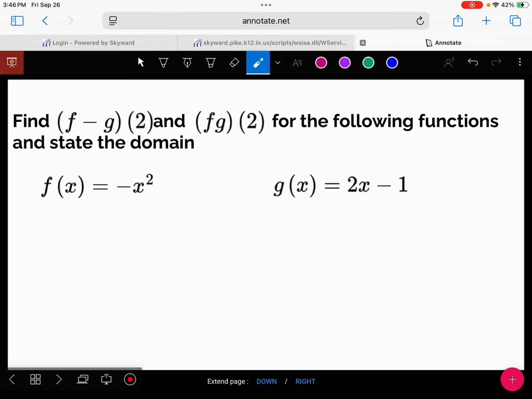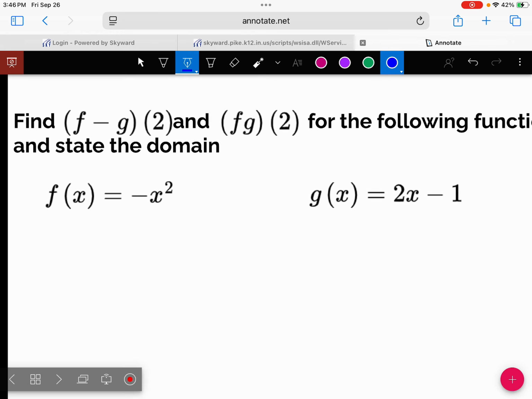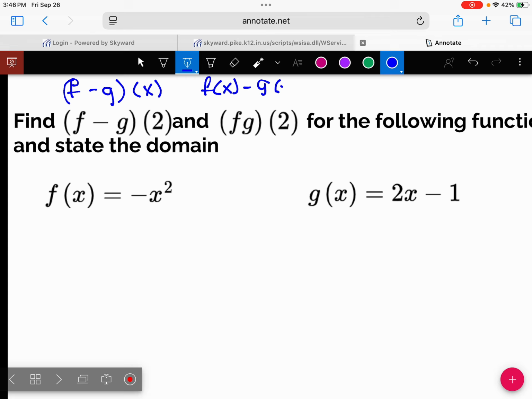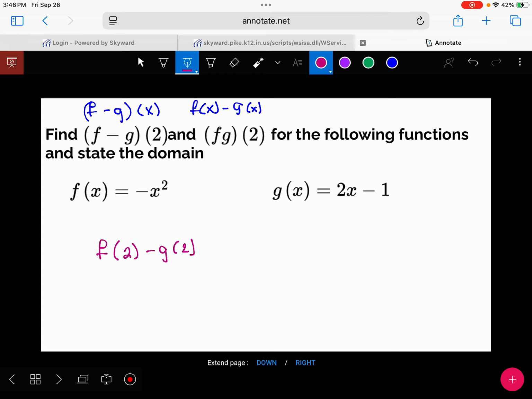When we have these kinds of problems with numbers, it's actually going to wind up being a lot simpler, because just like when we were doing our operations and we would take, for example, our f minus g of x, and we would take our f of x and subtract our g of x, what we're going to do is take our f of 2 and subtract our g of 2. We don't have to state the domain on this.